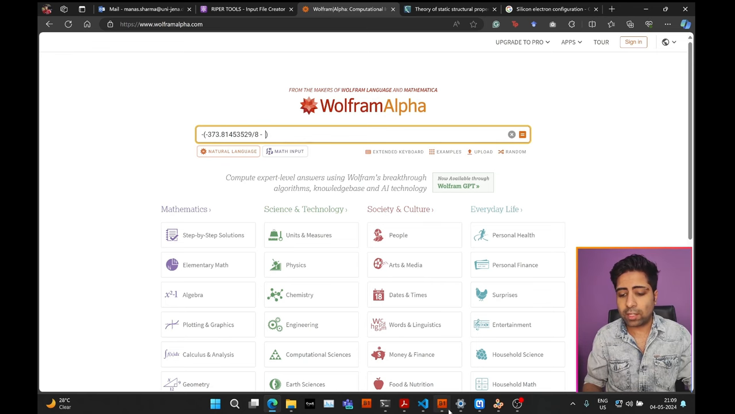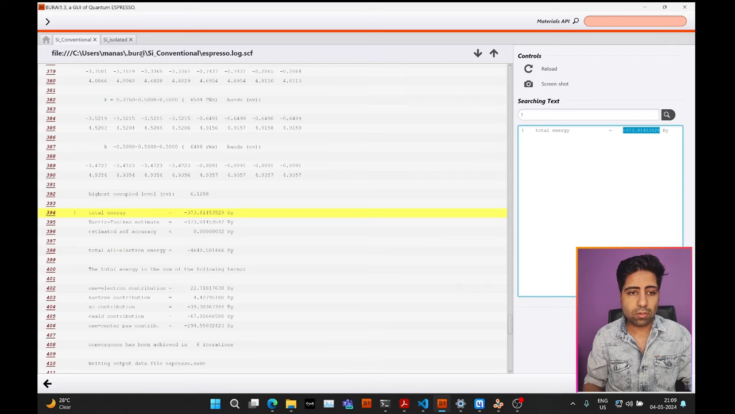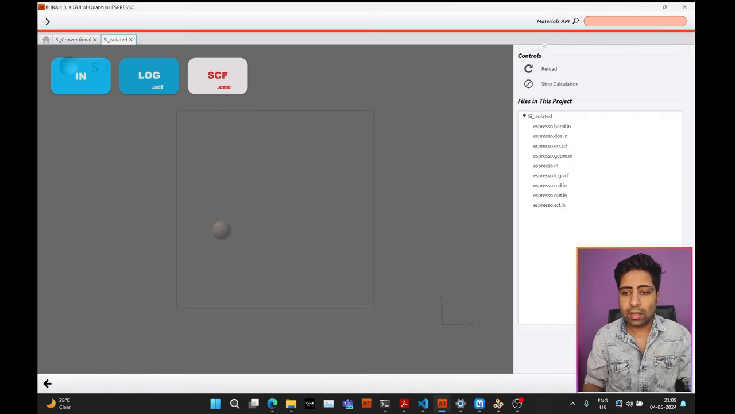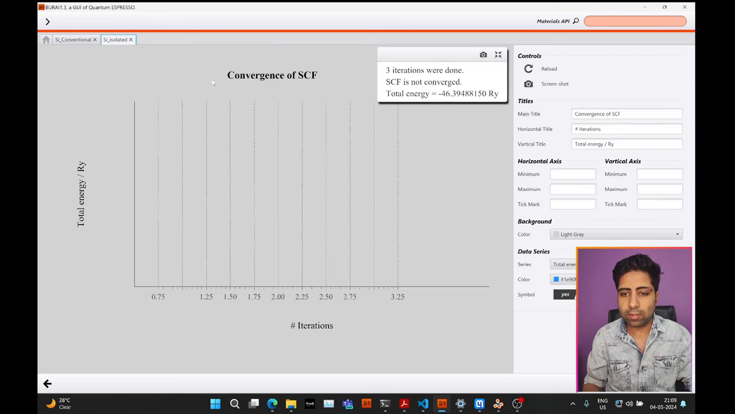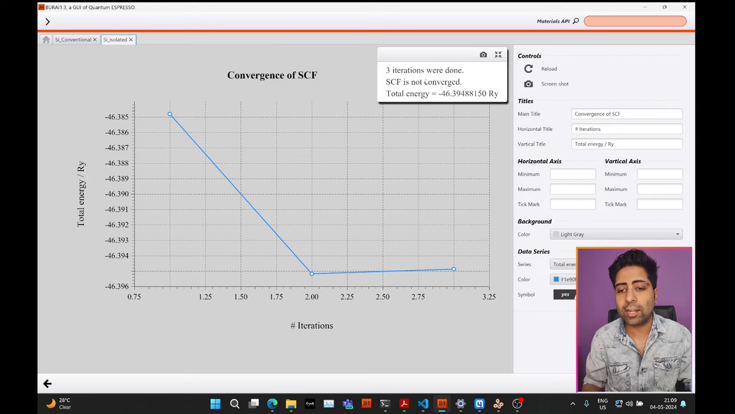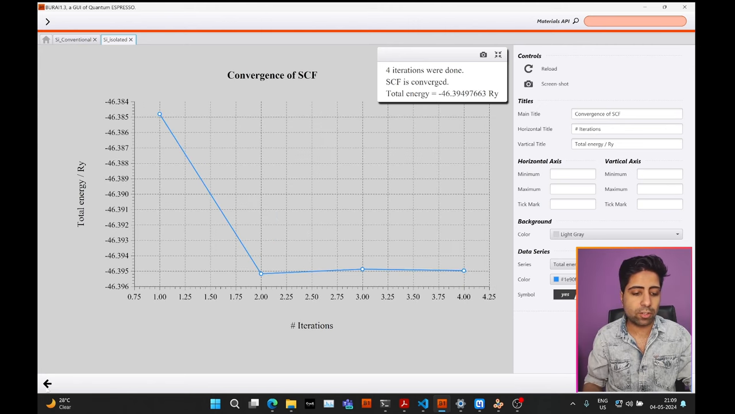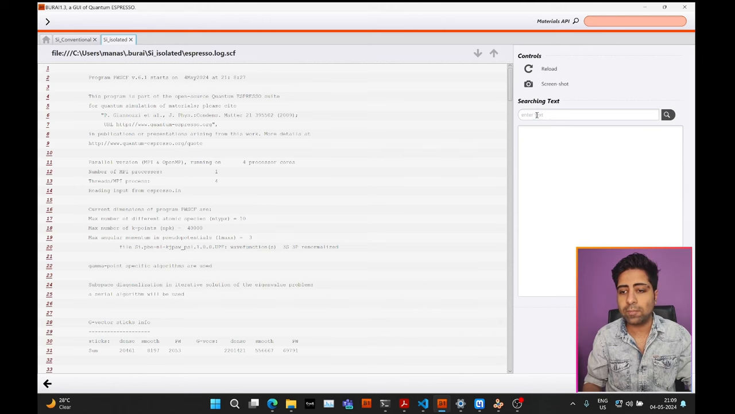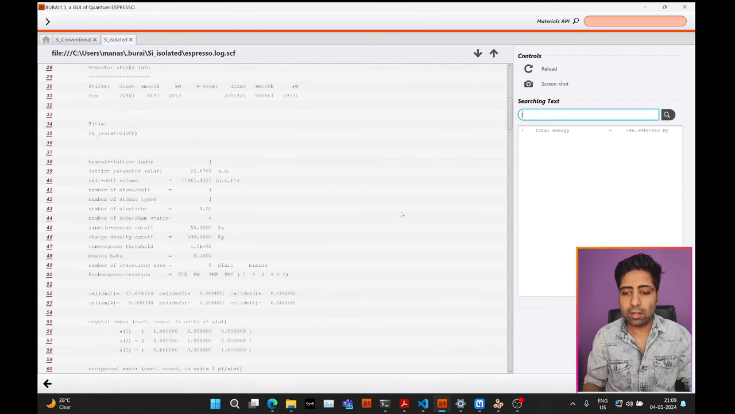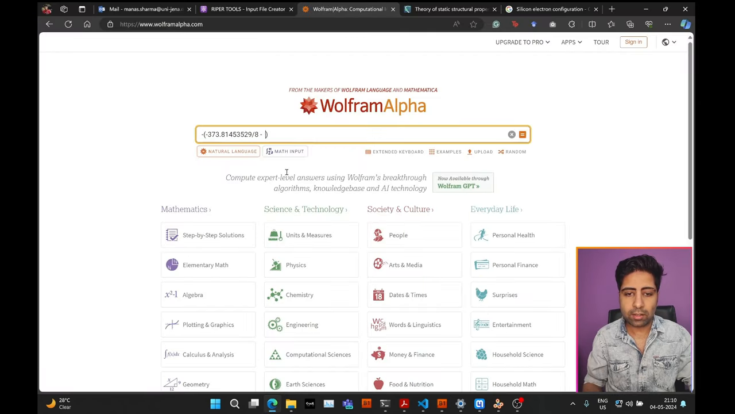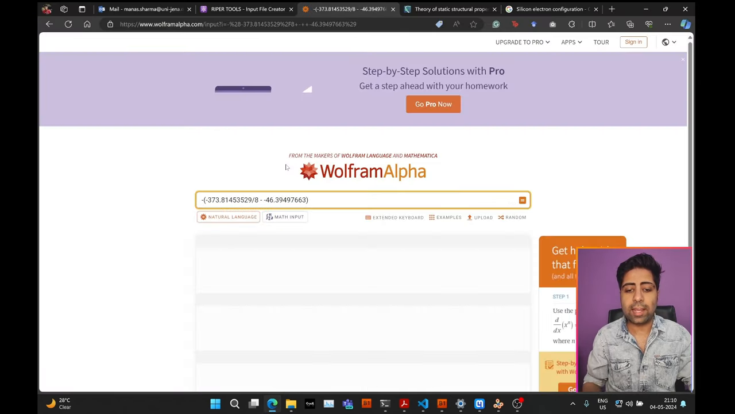So let's see if that calculation has finished. So come to Si isolated, go to results, and go to SCF. Okay, so right now we are at the third iteration and it hasn't really converged yet. Okay, so now it has converged. So let's go ahead and open the SCF file, search for the exclamation mark again, and the output is, as you can see here. Let's copy this once again and paste it over here and hit enter.